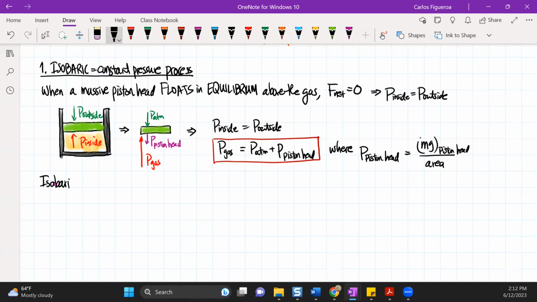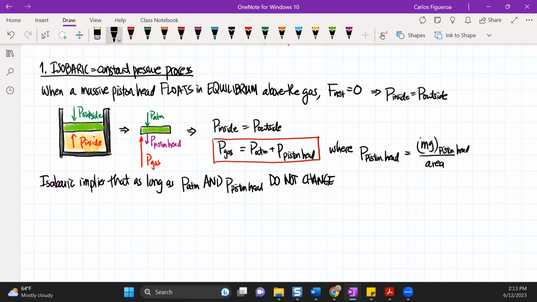So isobaric implies that as long as P atmosphere and P of the piston head do not change, the pressure in the gas is constant. That's what we mean by isobaric.